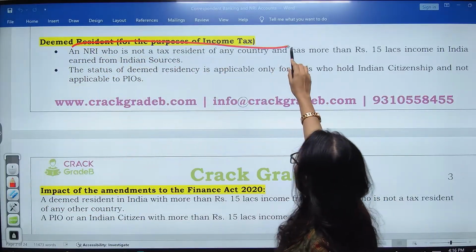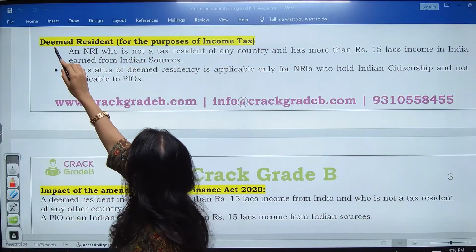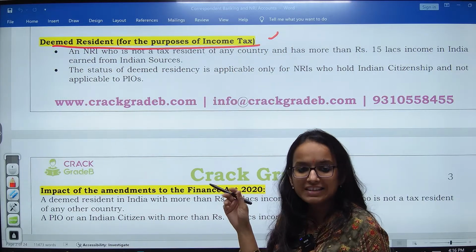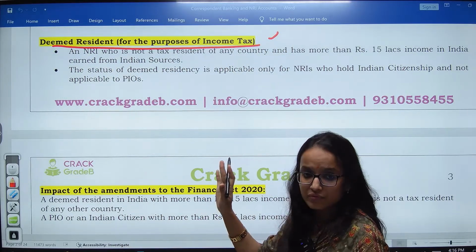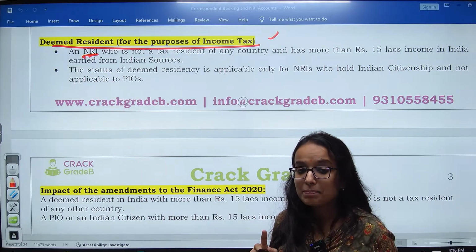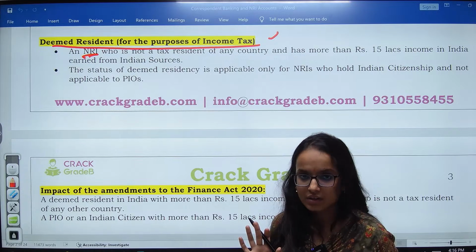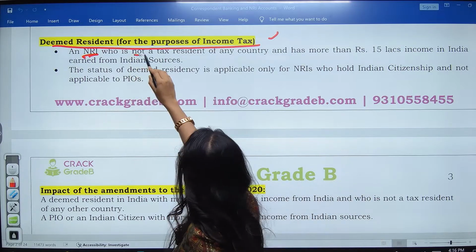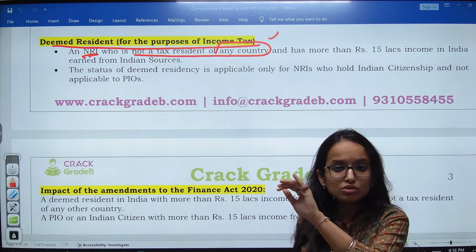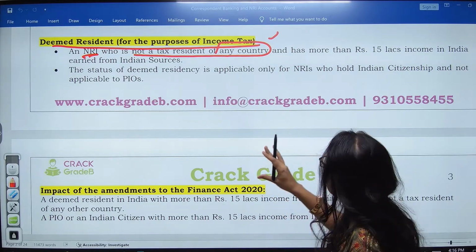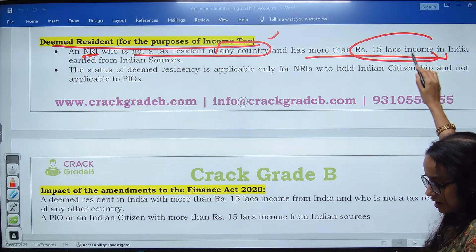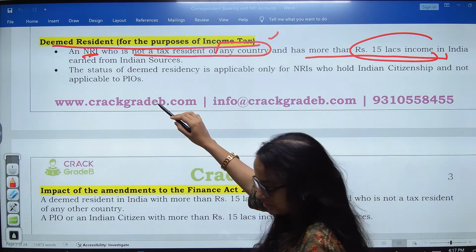Deemed resident. For the purpose of the Income Tax Act, a person who is called a deemed resident will be an NRI. So first of all, the person will be a non-resident Indian, an NRI who is not a tax resident of any country and has more than rupees 15 lakh income in India earned from Indian sources.